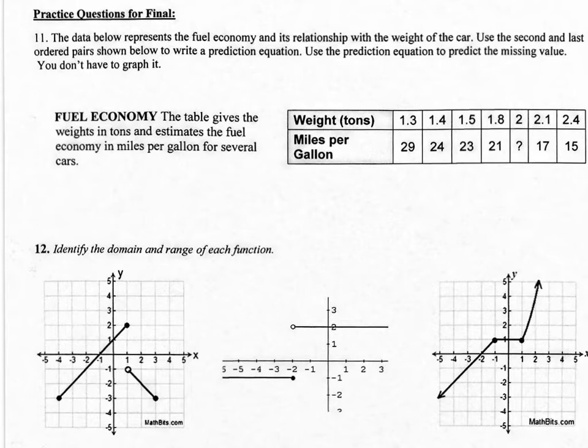It says for you to use, right here, use the second and last ordered pair shown. Right here, the second and last. So I need to use this second one right here and this last one right here. I want to use this coordinate and this coordinate to write my line that best fits my prediction equation, okay?